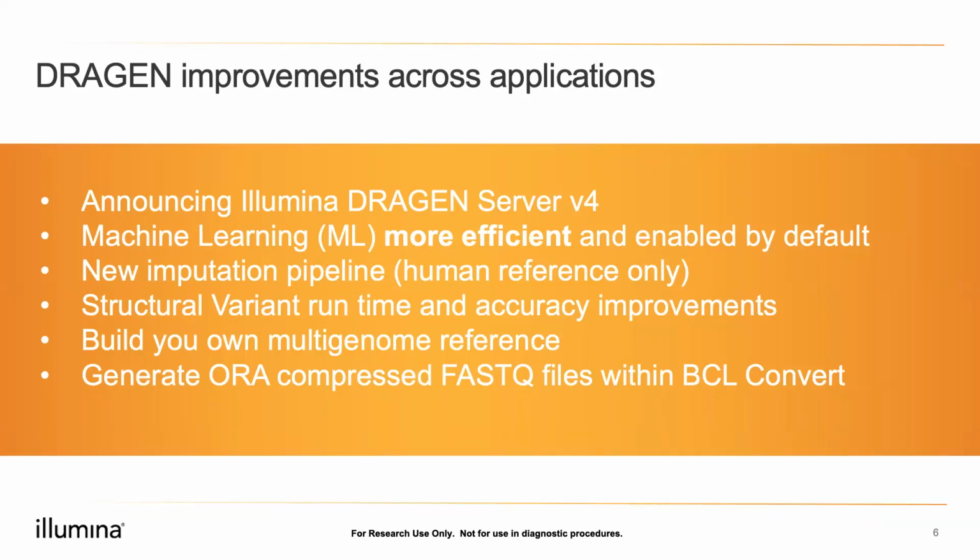We have a new imputation pipeline for human references that enables low-pass whole genome sequencing. Our structural variant caller has runtime and accuracy improvements. We also have introduced a toolkit to allow you to build your own multigenome or graph reference. And our BCL conversion and ORA compression have some improvements where you can now more seamlessly generate ORA compressed FASTQ files within BCL Convert.